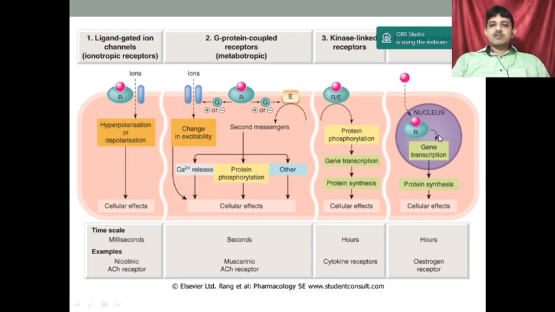In the case of the nuclear receptor, it mainly produces the effect through gene transcription followed by protein synthesis. Now we will see the kinase linked receptor and the nuclear receptor in detail.